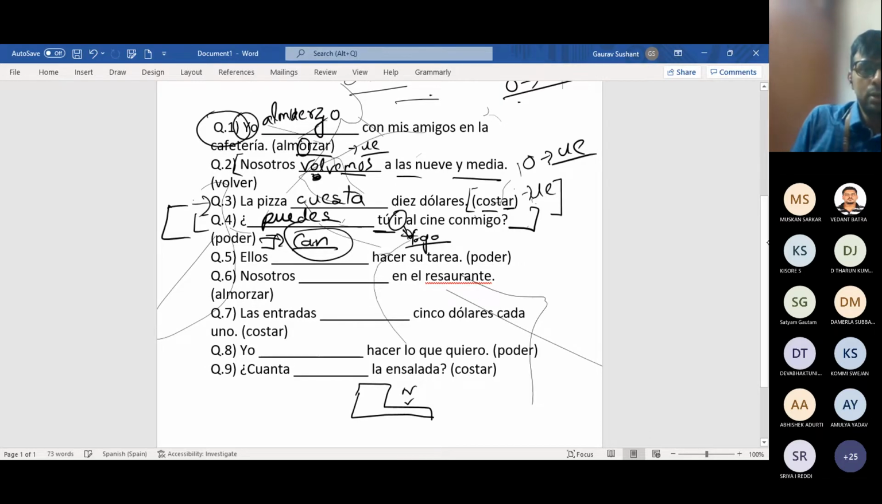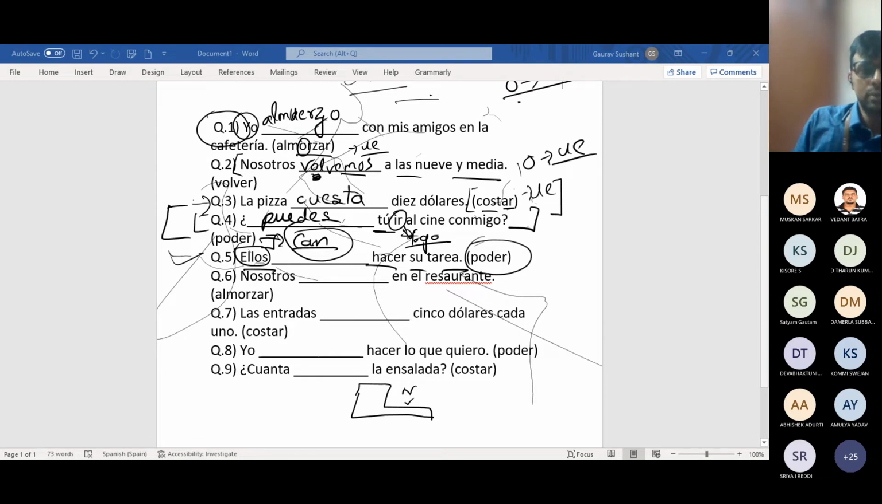So let us come to the next one, which is number 5, and it is ellos. The verb is hacer su tarea. Now again there is the verb poder. The structure you can understand later when I explain, but the conjugation is quite easy because you have to do it according to the subject only, which is ellos.